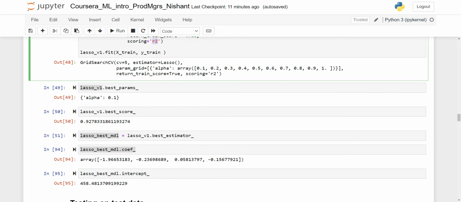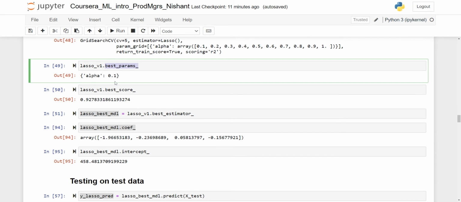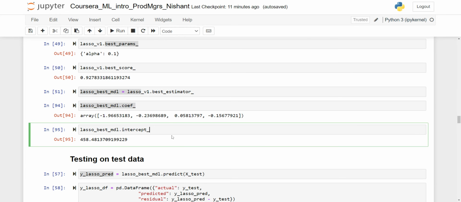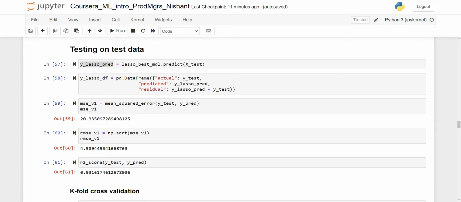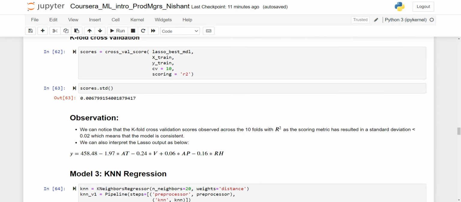I have run that grid search and fit the data, and I found that the best param from my lasso model is alpha of 0.1, and the best score is 92.78% R square. Then I took the best estimator and also got the coefficients and the intercept. Using the best model, I tested on the test data, and again got the RMSE, MSE, and R square values. What I understand here is that the results are similar to what I received from the linear regression model, and the values are almost similar.